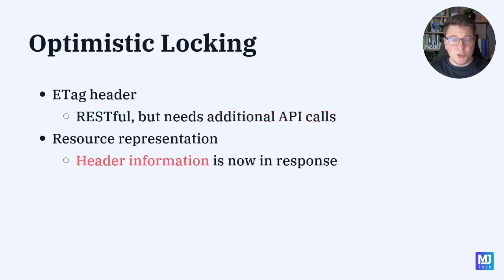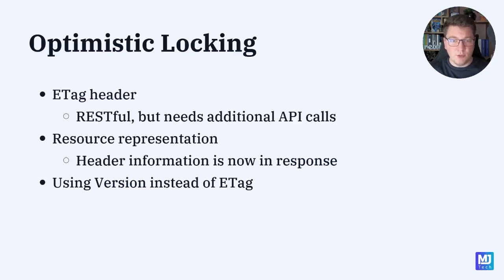The second approach is including the ETag value in the resource representation when we send a GET request for a set of resources in our REST API. Now, the downside of this approach is that the information that should be in the response header is now present in the response body. This might not be entirely RESTful, but it saves us from making additional API calls like in the first option.